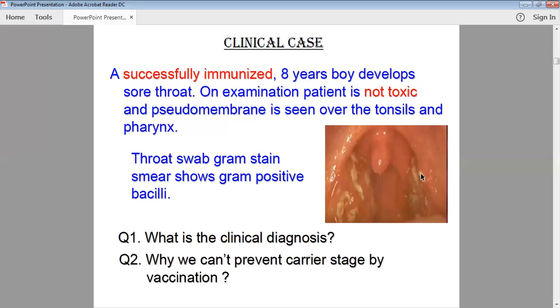In the second case, the child is immunized and non-toxic. So what are the possibilities? And again it is a gram positive bacilli infection. What is the possibility in an immunized person having sore throat, pharyngitis or upper respiratory infection, but the patient is non-toxic? The question may ask why we can't prevent the carrier stage by vaccination. Maybe we can't prevent the infection, and we prevent the disease by DPT vaccine. So what is the mechanism?